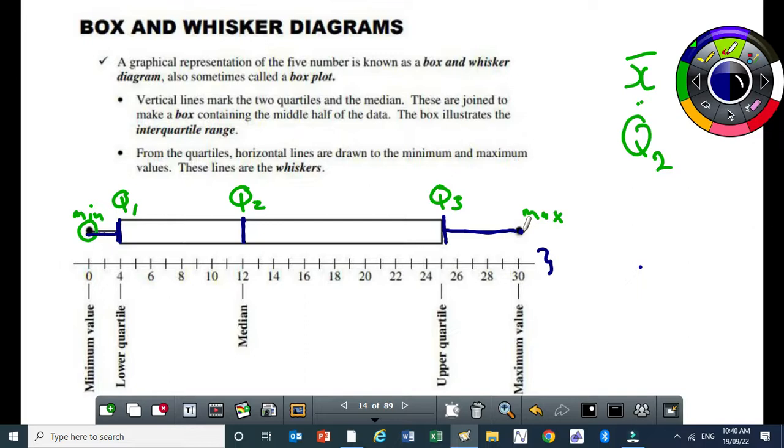Below the box and whisker, you must have a number line. Now, when you write examinations, generally, we provide you with a grid. So when you draw a box and whisker, it has to be on top of a number line. For examination purposes, we provide you with a grid or with a number line.